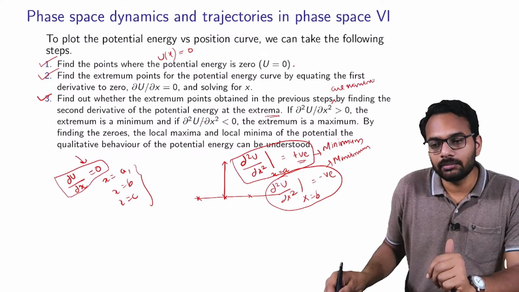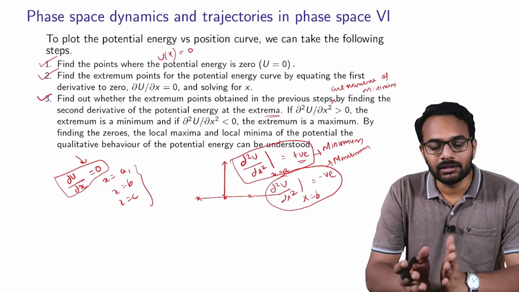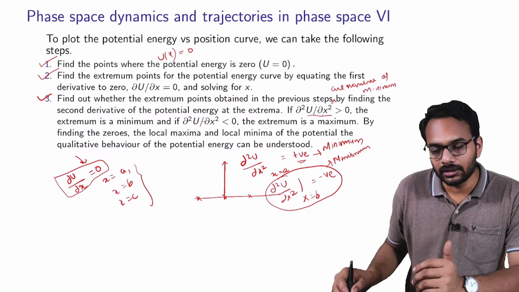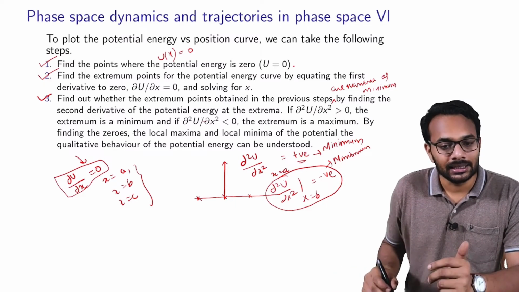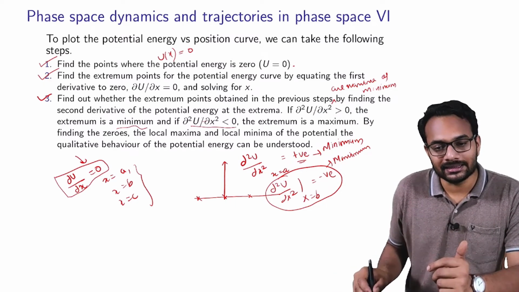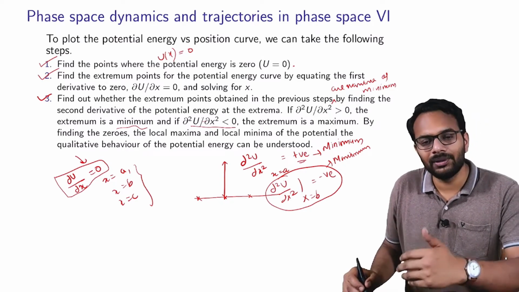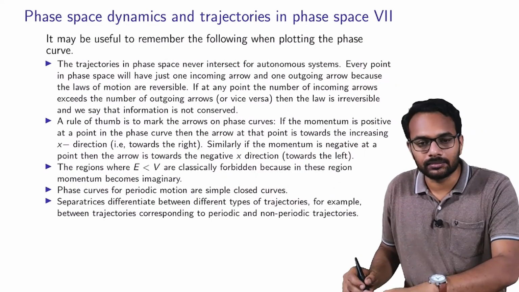We need to find whether this extremum is a maximum or a minimum by finding the second derivative of the potential energy at the extrema. So if d²E/dx² at these particular points is greater than 0, then the extremum is a minimum, and if it's less than 0, the extremum is a maximum. I hope this is clear. We'll look into some examples to see what I mean.